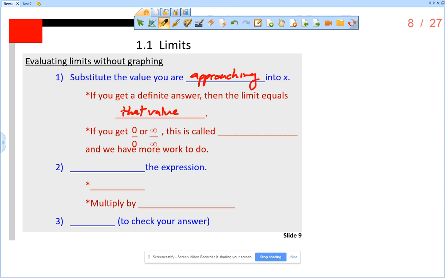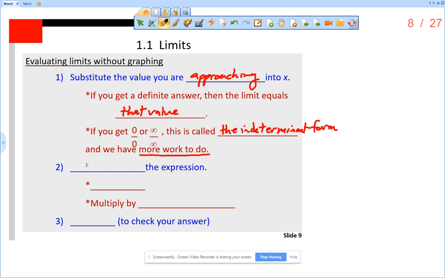Now, that is not really common. We are going to have this other situation much more frequently. If you get 0 over 0, which is not a number, remember that is undefined, or infinity over infinity, this is called the indeterminate form. So what does that mean? That means that the answer is not determined based on the result of 0 over 0 or infinity over infinity, which I like to say means we have more work to do.